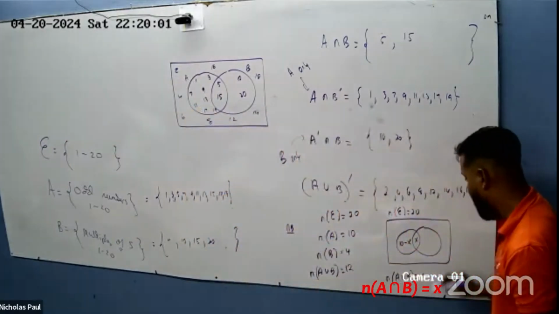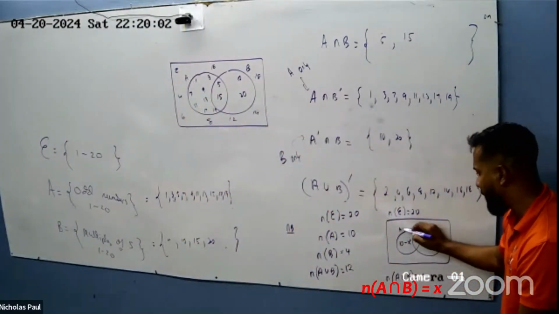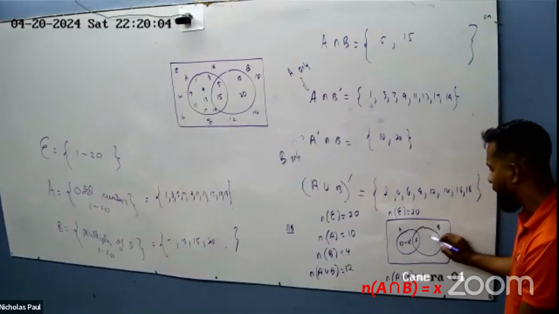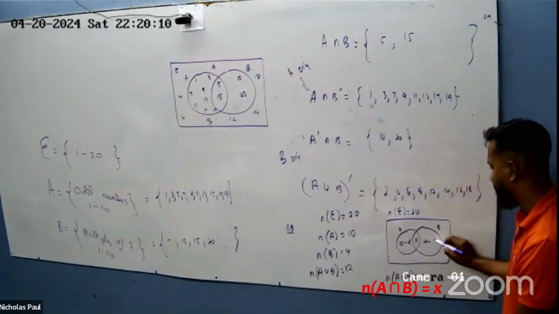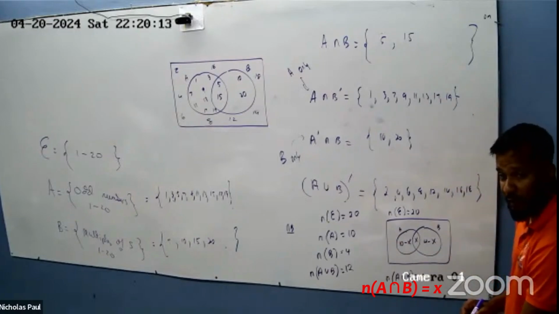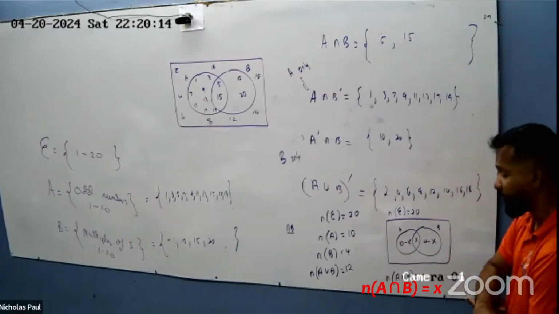What will go here? Here's A, by the way, and here's B. What will go here? 4 minus X. Now we need a way to find X.